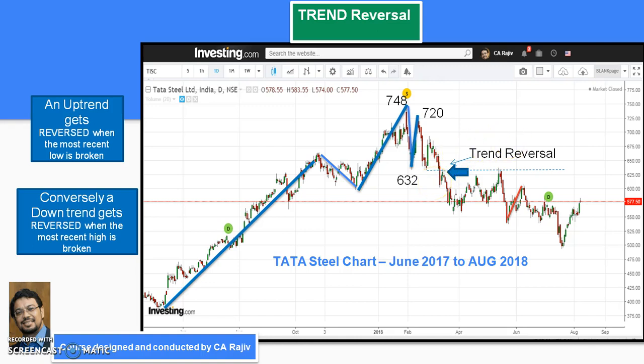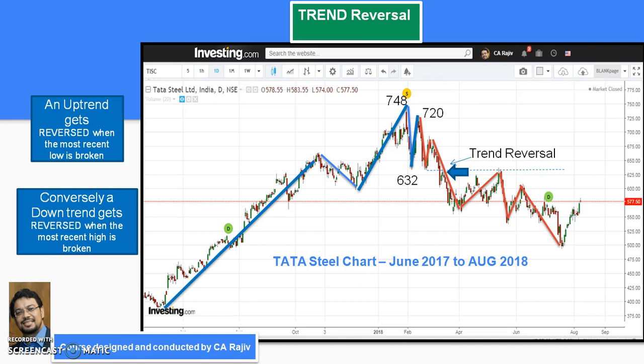This is the point of trend reversal. So we can say that the uptrend in Tata Steel till 750 levels has changed into a downtrend at the point where it broke the previous low of 632. Please note the definition of the reversal of an uptrend. An uptrend gets reversed when the most recent low is broken by the stock. The converse is also true. In a downtrend, the downtrend will get reversed when the most recent high is broken. Therefore, at this point the uptrend was broken in the case of Tata Steel, and thereafter we are seeing what is called a lower high lower low formation. The uptrend has changed to a downtrend.